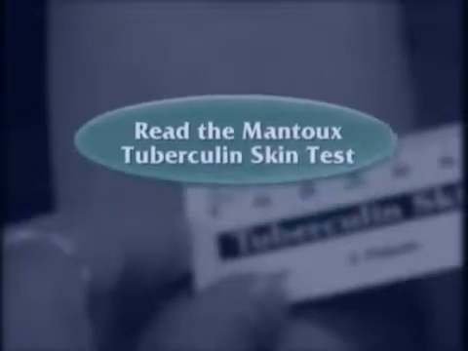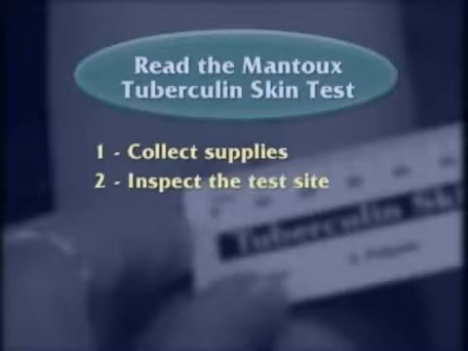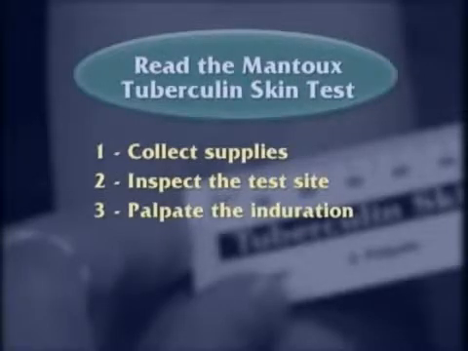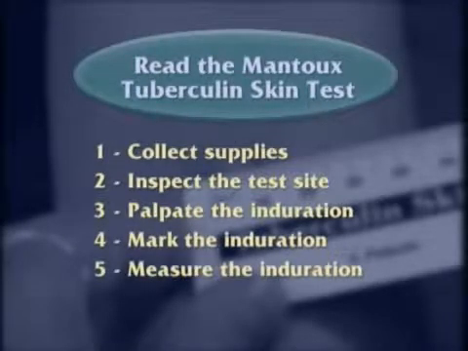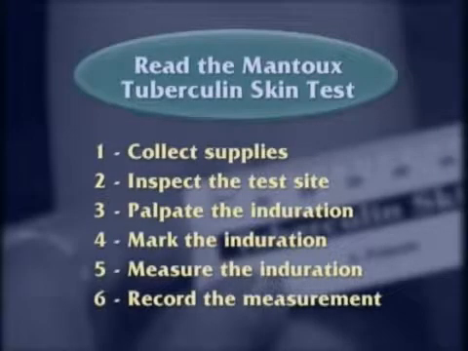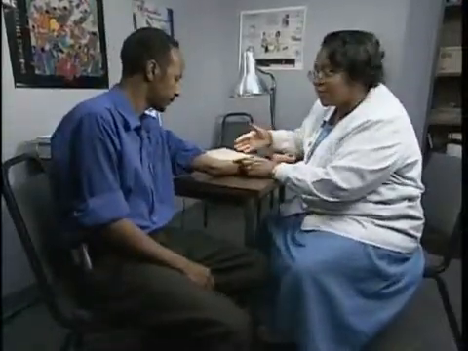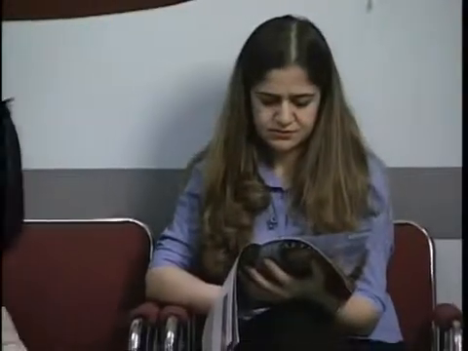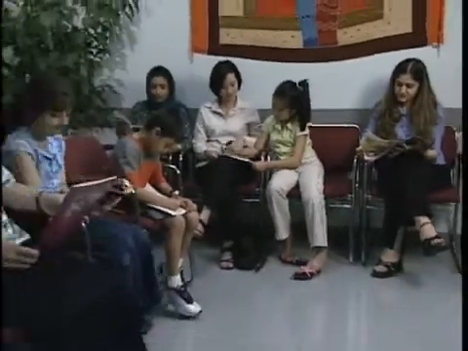In review, remember when you read the Man-2 tuberculin skin test, you should collect the appropriate supplies, inspect the site, palpate the induration, mark the induration, measure the induration, not the erythema, and record the measurement. Although it takes practice to perform the Man-2 skin test accurately and reliably, the skills and knowledge you develop in administering and reading the Man-2 tuberculin skin test will help you play an important role in TB control.